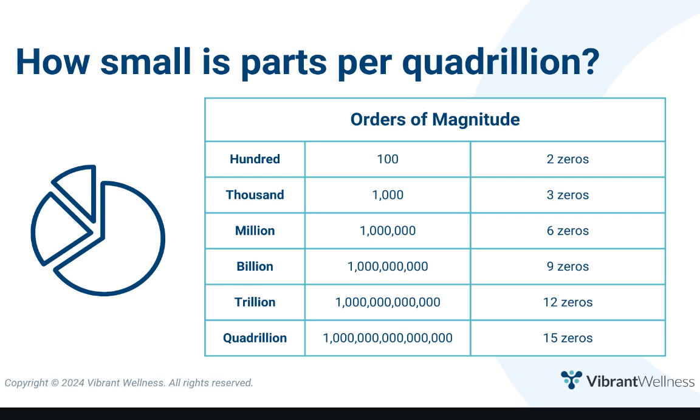How small is parts per quadrillion? Well, if you had a pie and cut that pie into a quadrillion pieces, that's a 1 with 15 zeros after it, the mass spec instrument Vibrant uses can detect one tiny piece of that pie. Now, that's pretty powerful stuff.